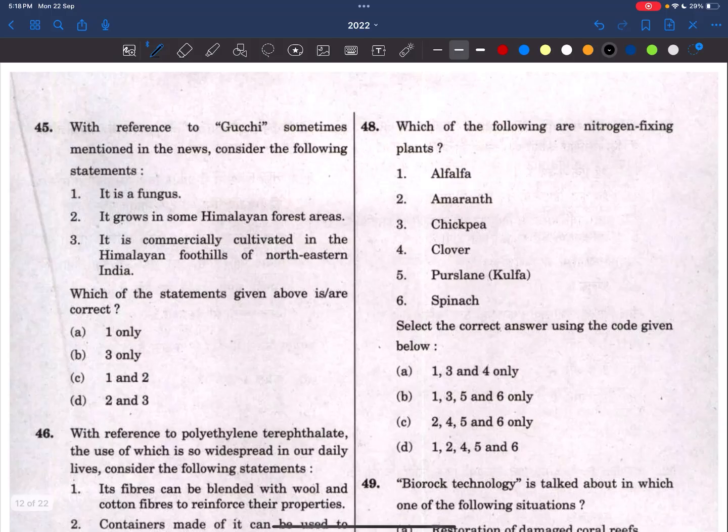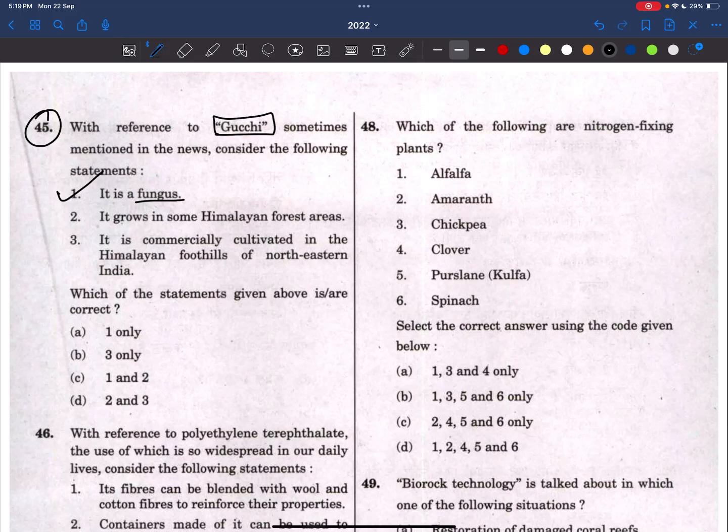Let's move to the 45th question. With reference to Gucci, sometimes mentioned in news, consider the following statements. Okay. See, this was in news. Prime Minister Modi said that he's consuming Gucci mushrooms. They are very nutritious. That's why it was asked, and they grow in the Himalayan regions, especially in Jammu and Kashmir. Now see, it is a fungus. Yes, mushrooms. Mushrooms are fungus only.